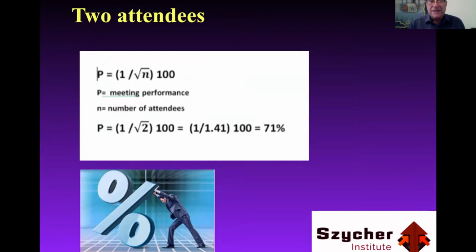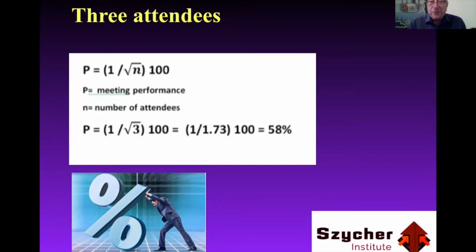If you now have 2 attendees, n equals 2, and if you do the equation, the performance goes to 71%. Remember, you started at 100%, and you actually went down to 71%. How come? Well, the fact of the matter is that you need to spend time in bringing the second person up to speed as to what the issues are, what it is that you're trying to accomplish, and so forth and so on. So having 2 people in the meeting actually lowers the amount of performance that you have. You're going to spend more time if you have another person making a decision together with you.